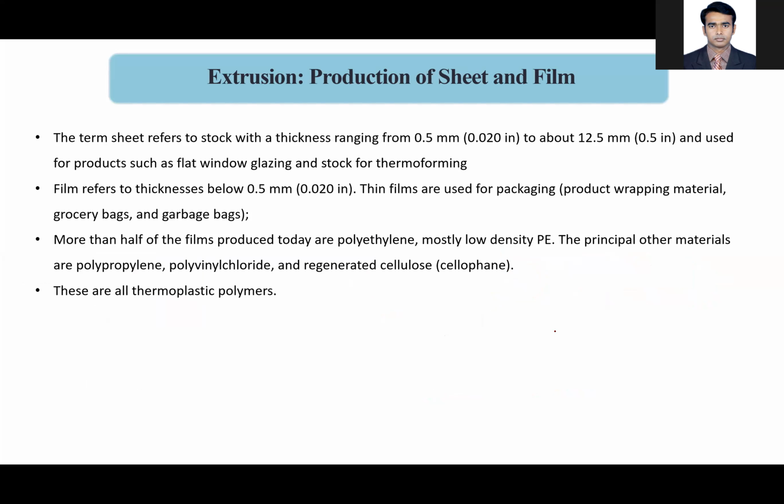And the next one is production of sheets and films. For this, what is the difference between sheet and film? Can anyone say? It actually depends on the thickness range. The term sheet is used for 0.5 millimeter to 12.5 millimeter thickness. If the thickness of plastic products is 0.5 to 12.5 millimeter, they are termed as sheet, normally used for flat window glazing or for thermoforming.